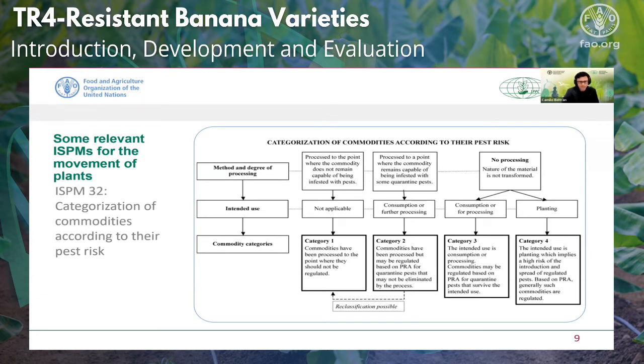Para este caso, que es el caso que les concierne a la mayoría de personas que están hoy participando, que son las plantas para plantar, es decir, materiales vegetales cuyo propósito son la propagación o la posterior plantación para producción, nos referiríamos a una categoría 4 según la NIMF 32. Esto quiere decir que este tipo de productos deben ser sujetos de un análisis de riesgo de plagas para poder establecer cuáles son los riesgos asociados al movimiento o introducción de este tipo de materiales.